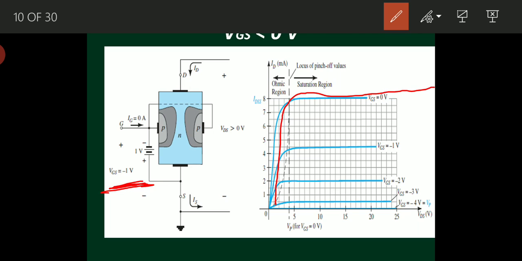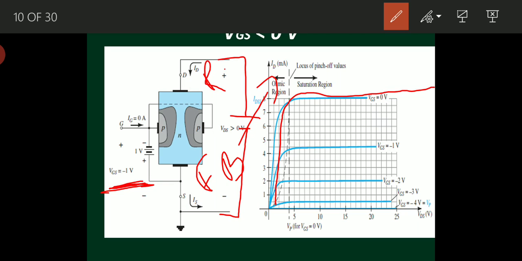Right? As I apply negative voltage here, what will happen? I am applying here same voltage sources, positive to drain and negative to source. So what will happen? Here forward bias increases due to this voltage source VDS. Here reverse bias increases due to this voltage source VDS.